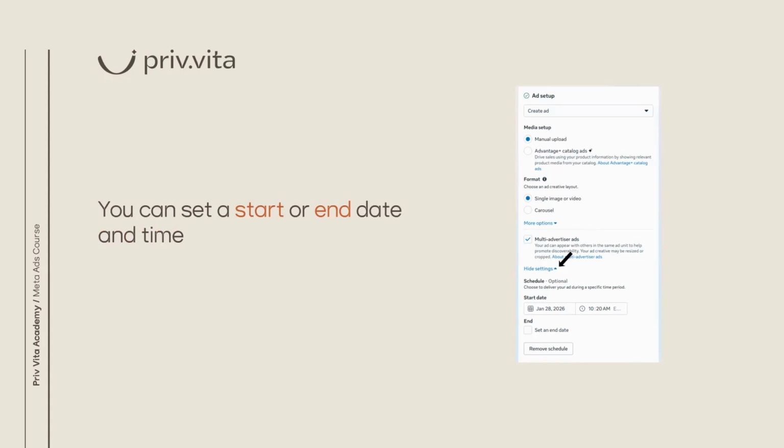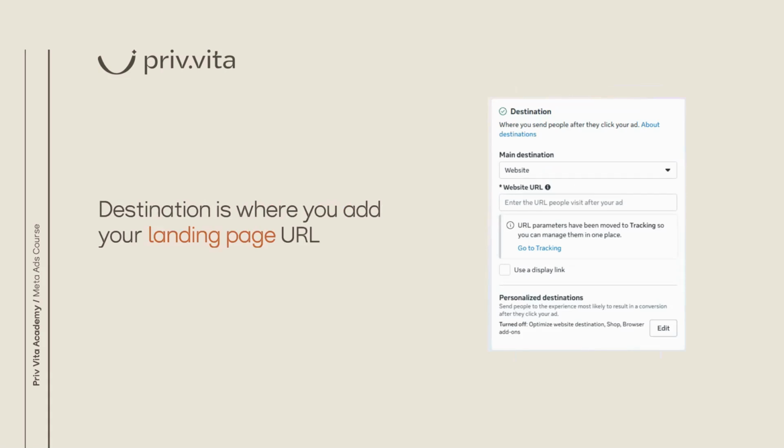When you click show more settings, you can schedule your ad. You can set a start or end date and a time. This is useful if you want to use a single ad set structure, but have a time-based offer that starts later and needs approval in advance. Destination is where you add your landing page URL. If your URL looks ugly, like try.yourbrand.com/ etc., you can use the display link option to clean it up. People will see the display link, but they will land on the actual URL you entered.